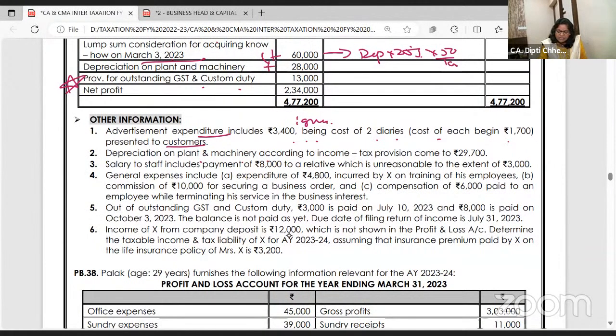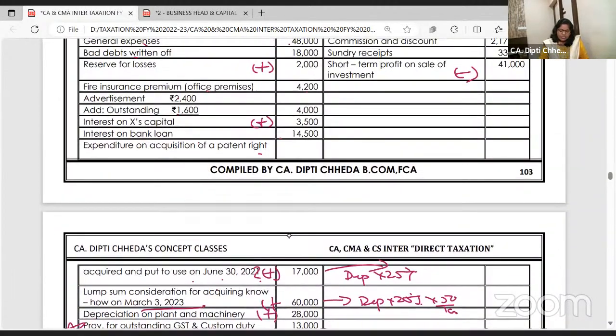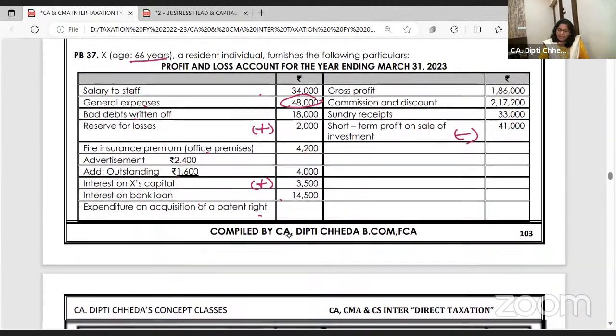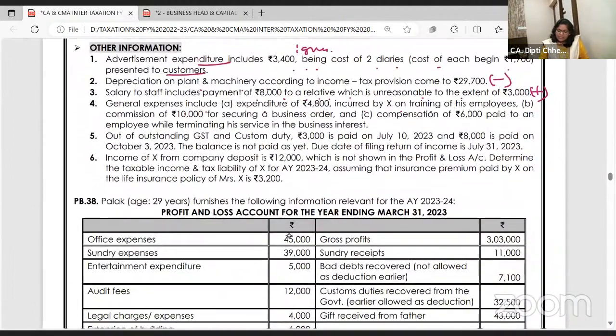Depreciation on plant and machinery, books का add करो, income tax का deduct करो. Salary to staff includes payment of 8,000, which is unreasonable to the extent of 3,000. So whatever is unreasonable payment, add back. General expenses include 4,800 incurred by X on training of employees. ये देखो, कुछ general expenses यहाँ debit किए हैं. And now they are saying in general expenses, you are giving training to your employees. Is training expenses allowed? Yes.